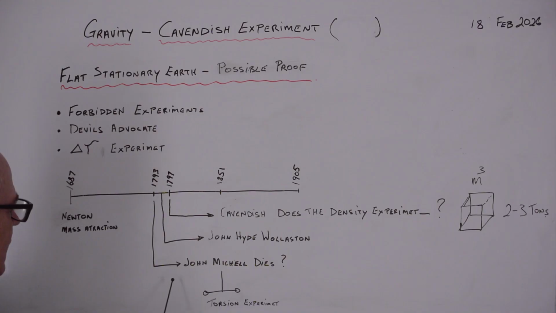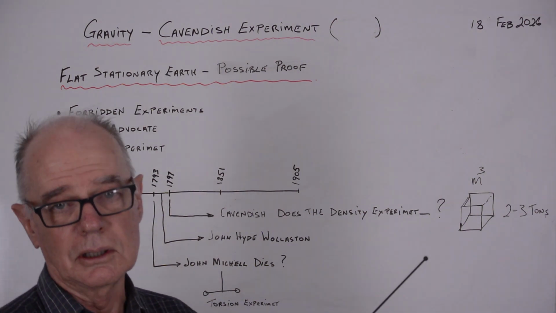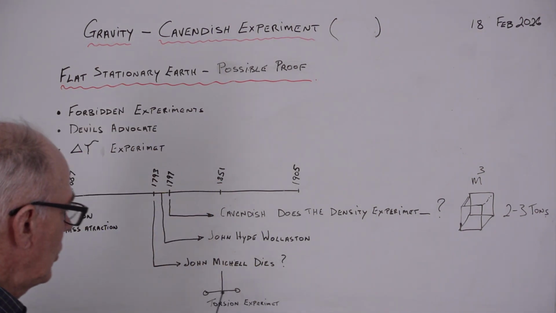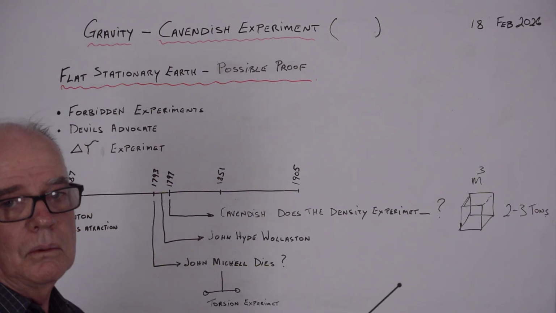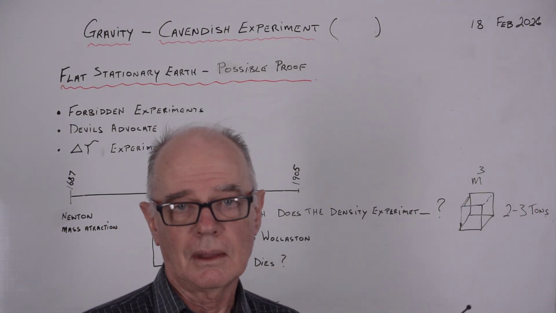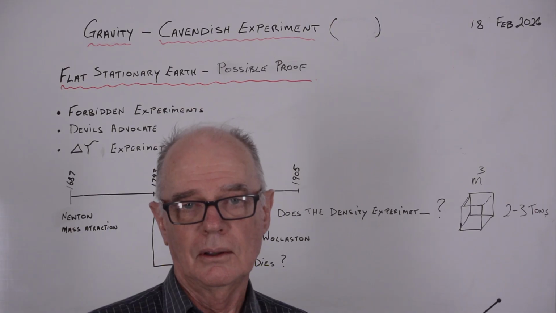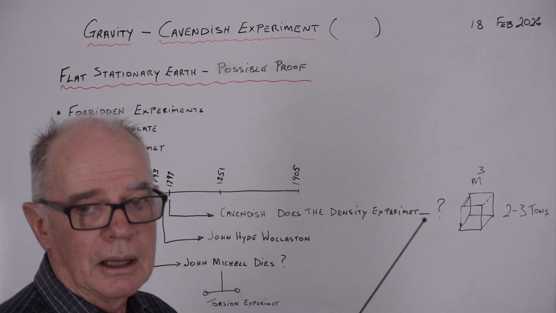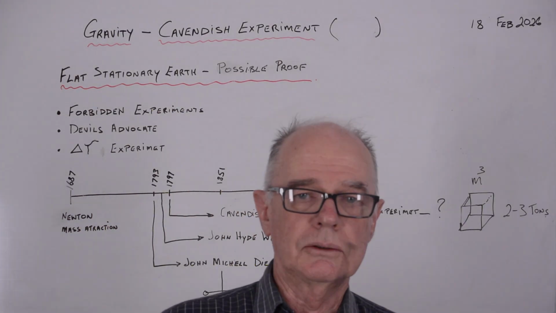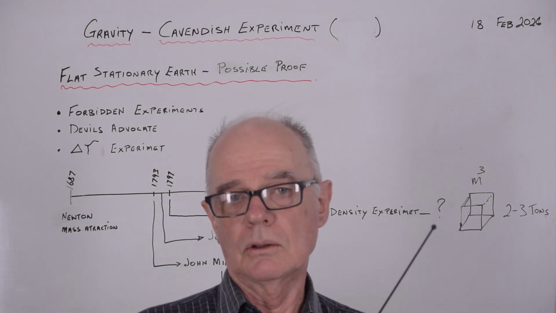Now, maybe Michell wasn't doing a density experiment. He was an autodidact. These two guys here were members of the club and the Royal Society. So, okay. Enough of that. Let's go on to the delta T experiment and see what that's all about.